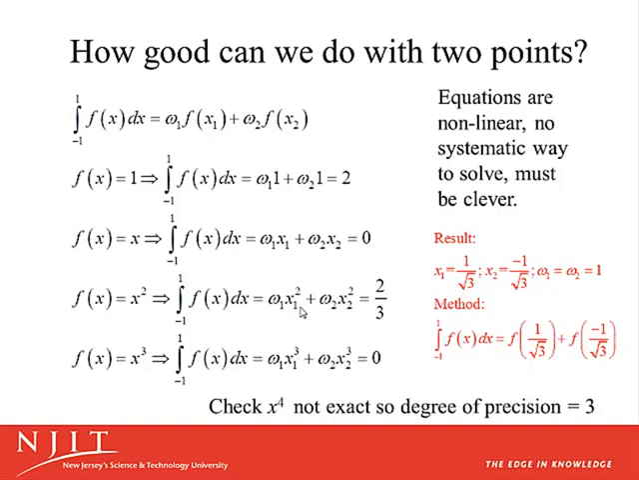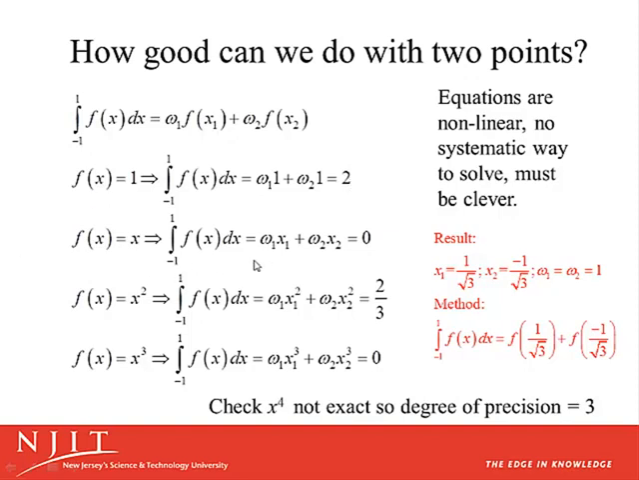Well, how good can we do with 2 points? Now it gets more complicated. What we want to find is a constant times the y value at 1 point plus another constant times the y value at a different point. And we just do the same thing. If y equals 1, what's the exact value of the integral? And we just set up this equation. If f of x is equal to 1, then we just get omega 1 times 1 plus omega 2 times 1 is equal to 2.